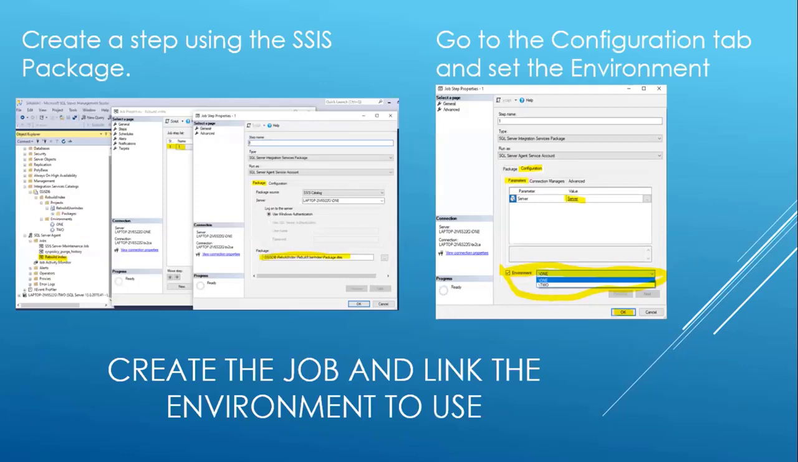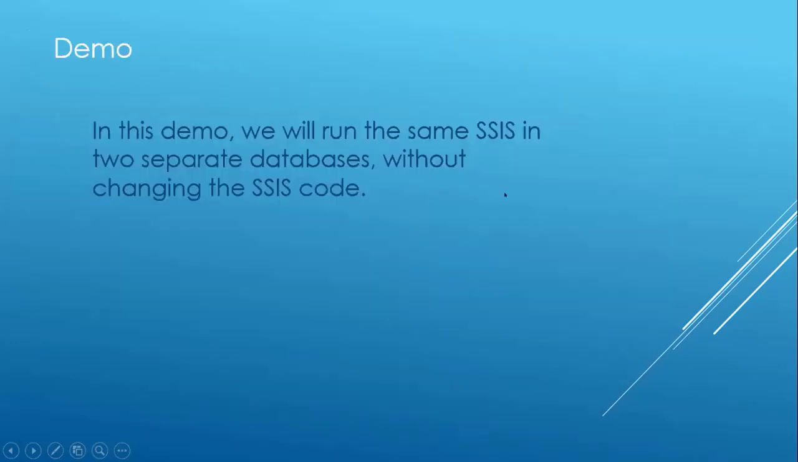Go ahead and create your job. In the job, you create a step to run the SSIS package after adding the package link. But still in the job step properties window, click on the configuration tab. Notice parameters, configuration managers, advanced. Click on those, the configuration next to package, go to parameters, select your environment, 1 or 2, and then click OK. Let's do a demo on this.